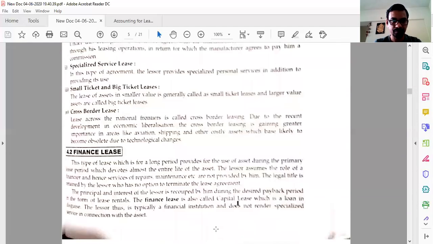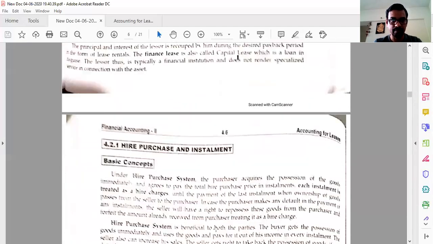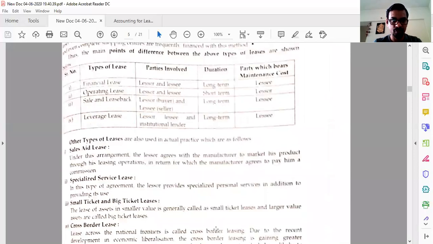Okay. So, in this way, there are four types of lease. First of all, the financial lease. Two parties are there, lessor and lessee.